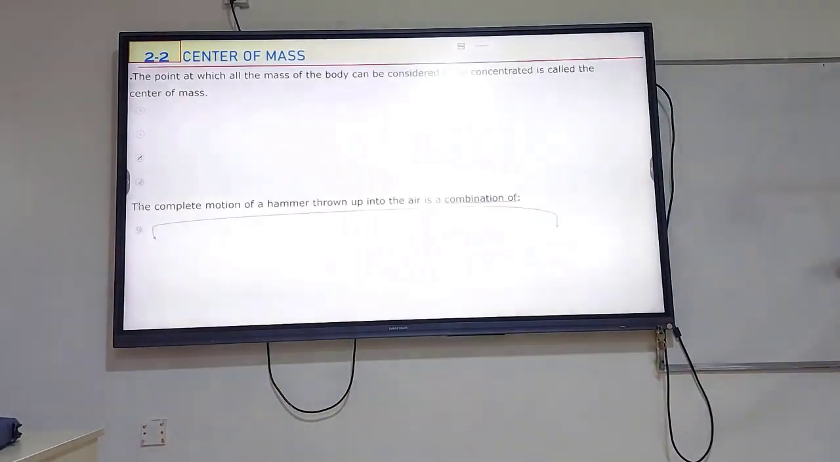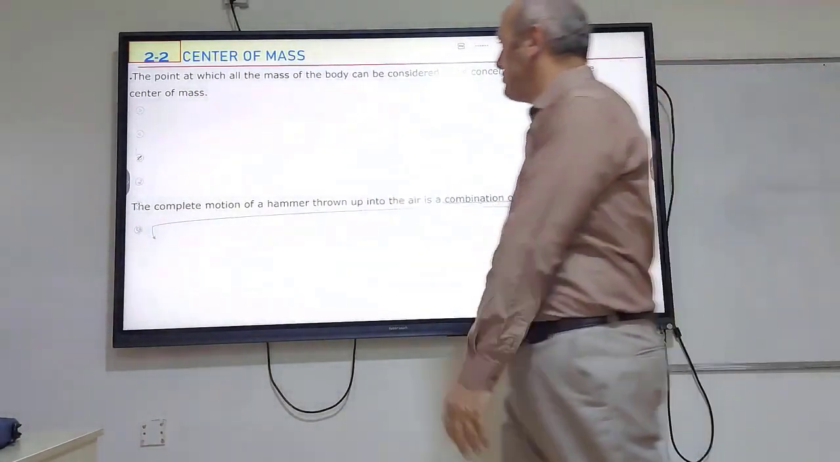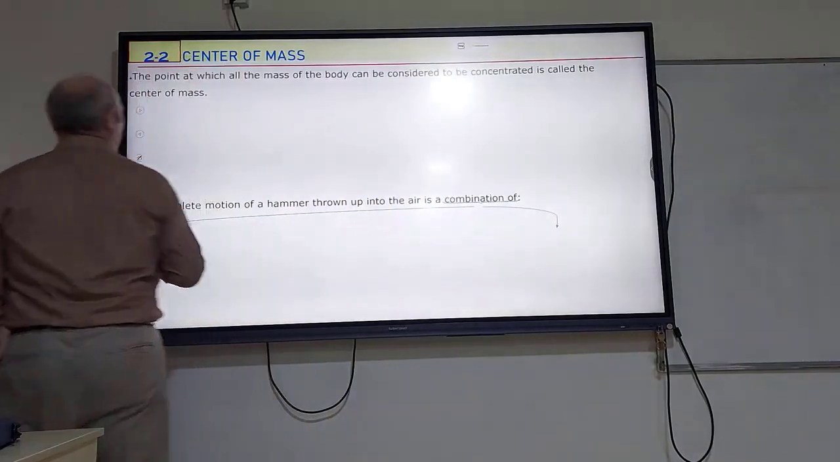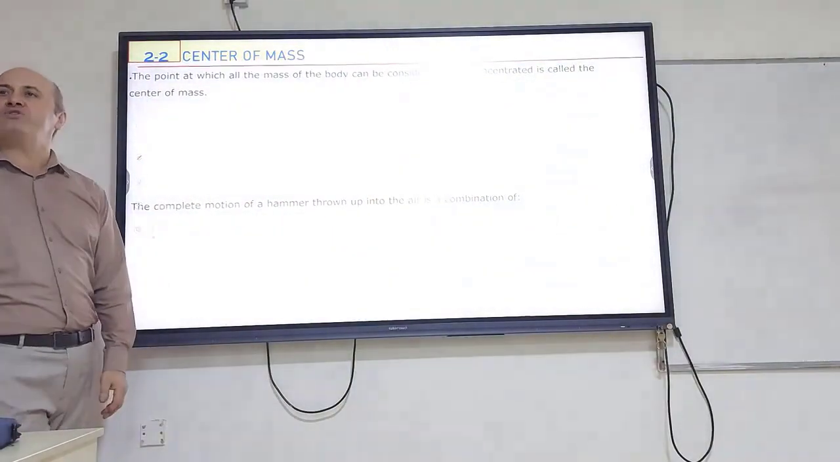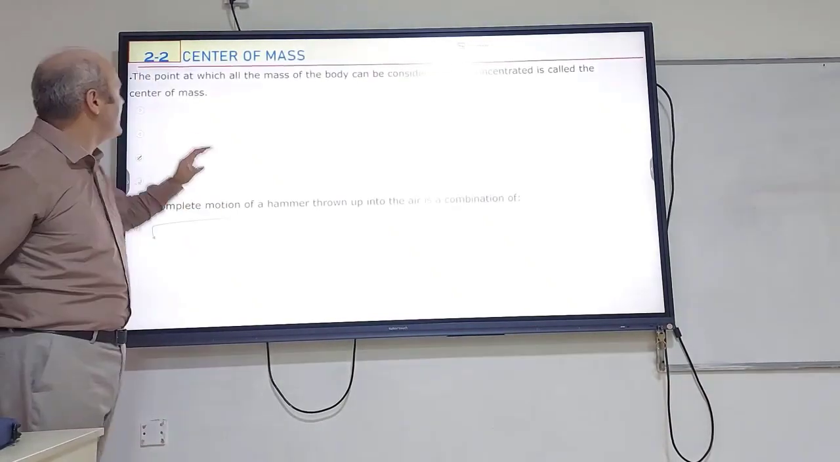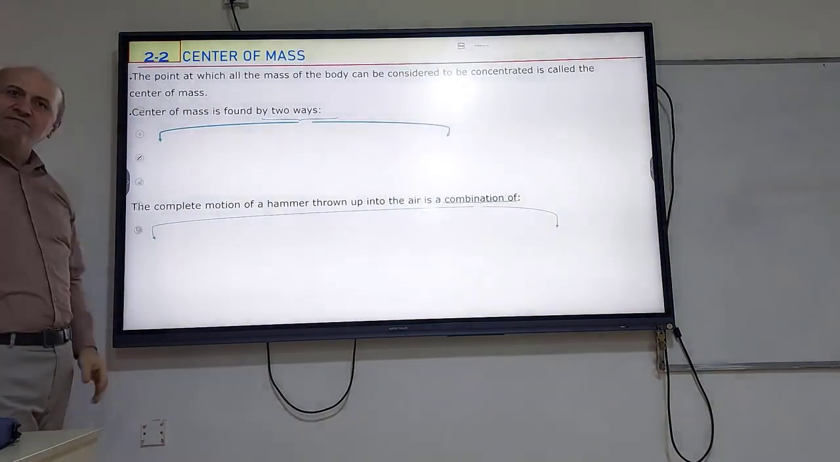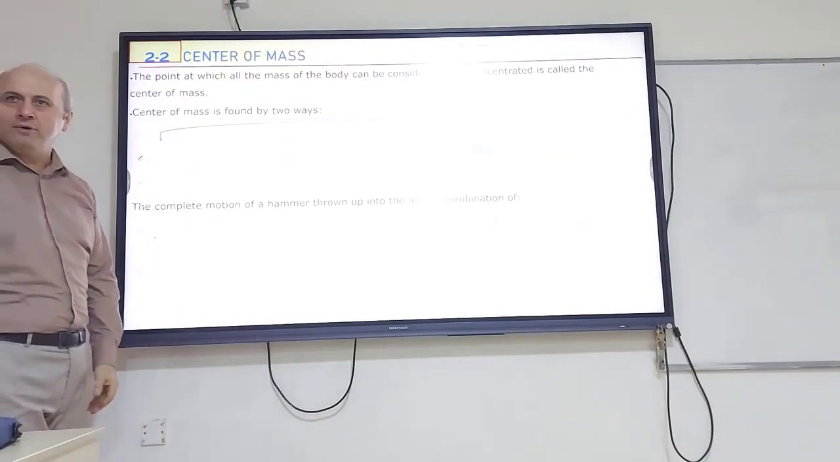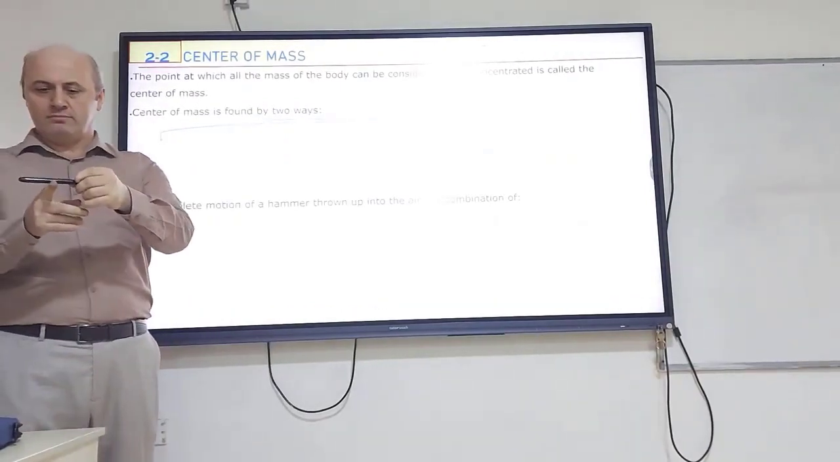In section 2, first we defined center of mass and center of gravity. Center of mass, we know it. It is the point where we consider the mass of all objects concentrated and accumulated. And we can find center of mass by two ways. One of them is supported.